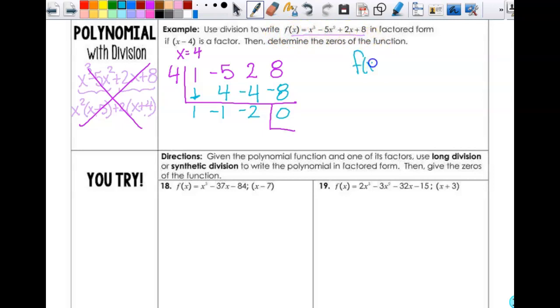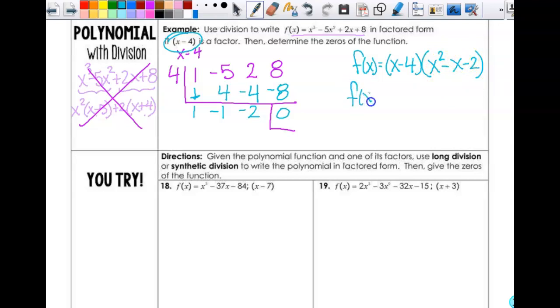but now I know that f of x, if I break it down a little bit, is actually x minus 4, the factor that they gave me, times what I got when I divided it out, which is x squared minus x minus 2. So it's partially factored now. Any questions about that? Can I now factor this? Yes, this I can factor.